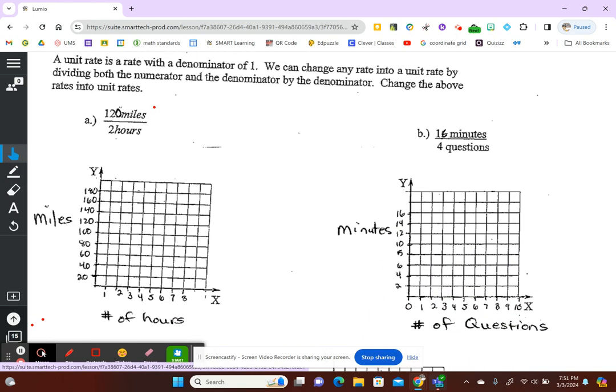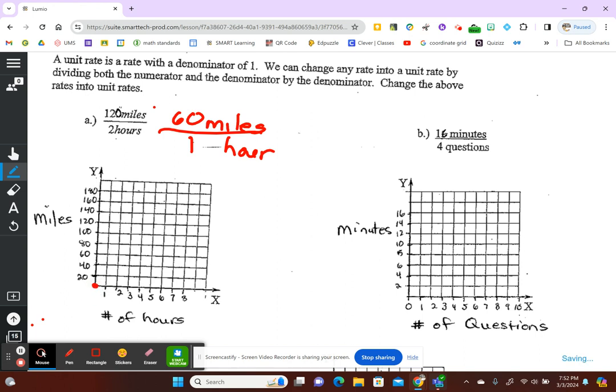Now 120 miles per 2 hours would be 60 miles per 1 hour. Now, if I was to put this on a graph, it would go through 0, 0, because 0 miles and 0 hours. 1 hour would be 60 miles. 2 hours would be 120 miles. 3 hours would be 180, and it would look like this.